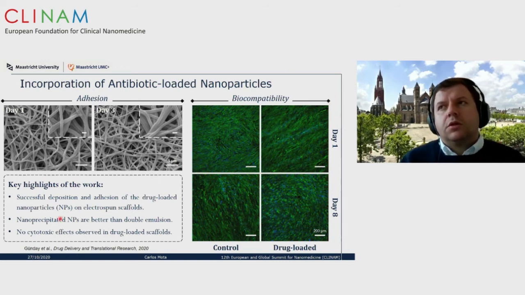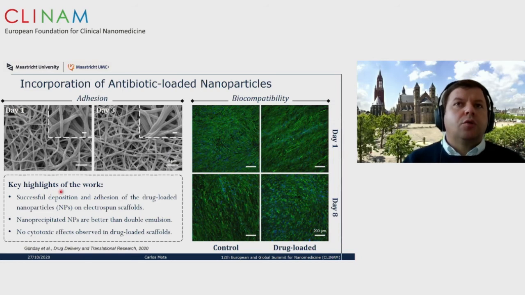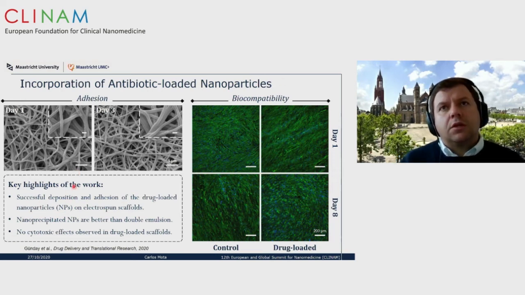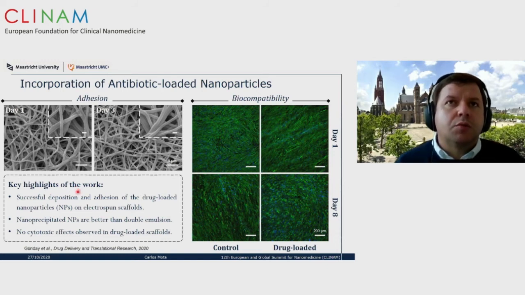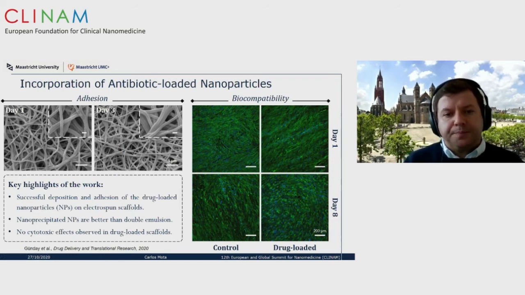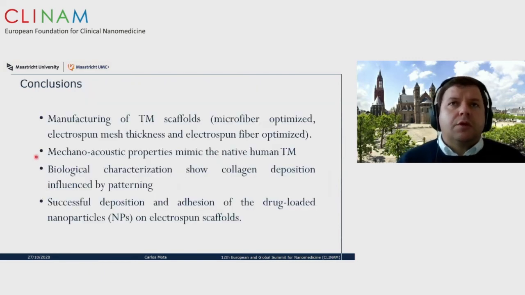What we are currently doing is trying to optimize the load of these nanoparticles on the electrospun mesh, because we need to know exactly the amount of nanoparticles so that we have the amount of drug that we need released in a controlled way over the 2 weeks, but also with the MIC value that we would need to inhibit bacterial proliferation. So this is in a nutshell what we have achieved.